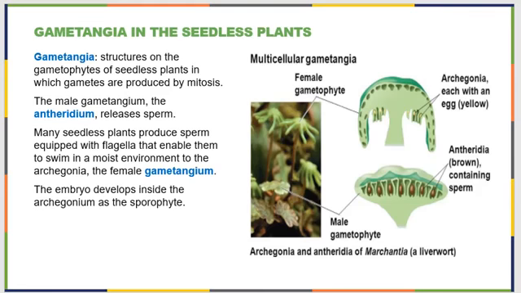Let's look at the gametangia in seedless plants. So the gametangia are the structures on gametophytes rather than on sporophytes. They have gametes being produced within them thanks to the process of mitosis. There's a male and female version. The antheridium is the male version, and it can release sperm. In a lot of these seedless non-vascular plants, the sperm actually have little flagella on them, and they can swim to the female gametangia, which is called an archegonia. So a lot of the time, all of this happens on the same plant or on a neighboring plant. Nothing ever travels very far.